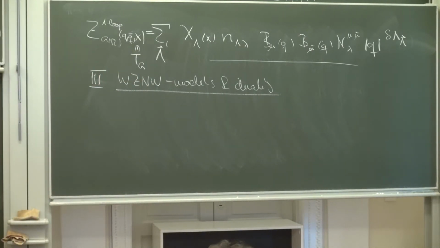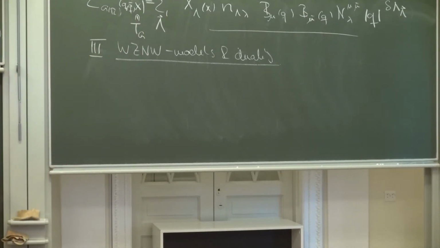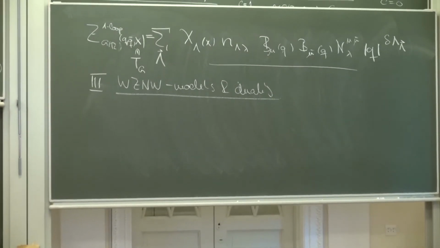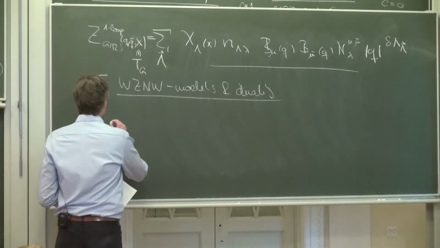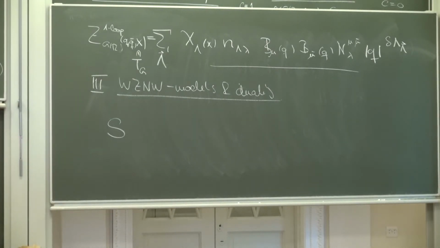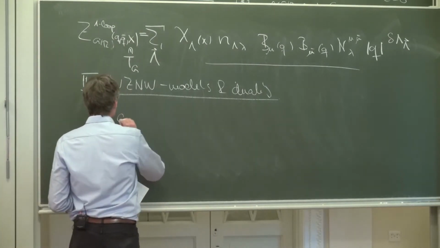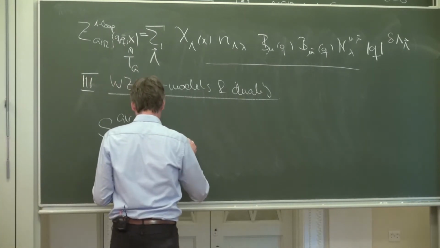So the way the Wess-Zumino-Novikov-Witten models will enter is actually through a generalization of the Thirring model. The generalization of the massless Thirring model is the Gross-Neveu model. And of course, there's also an OSP version of the Gross-Neveu model. So the way you build that is as follows.